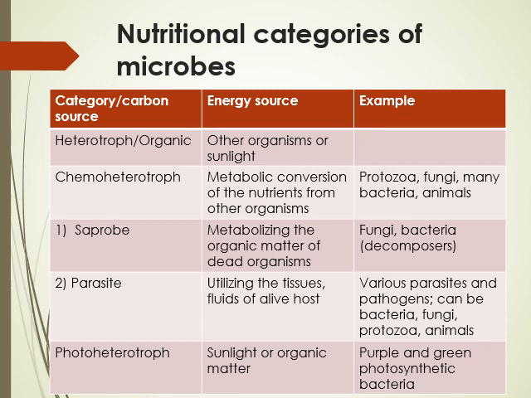Okay, and the last group is photoheterotroph, organism that uses sunlight or organic matter as the energy source. For example, we have purple and green photosynthetic bacteria. So those that are involved in photosynthesis, they are photoheterotroph.